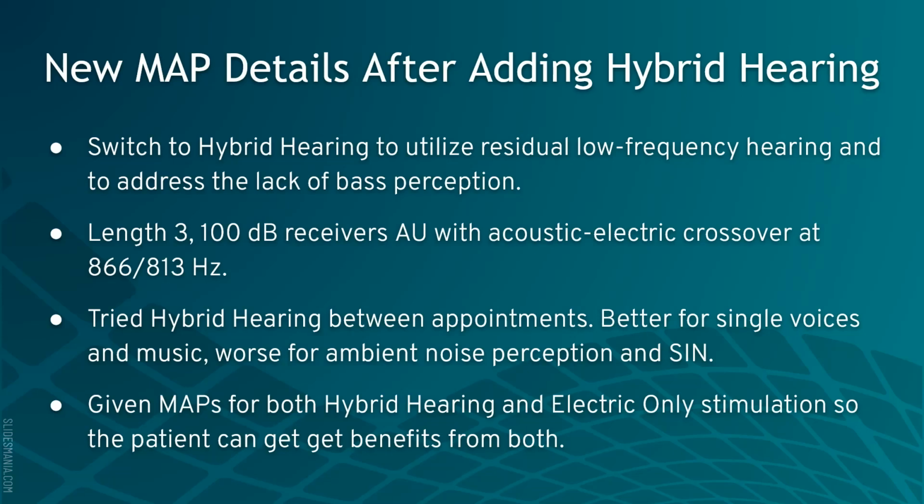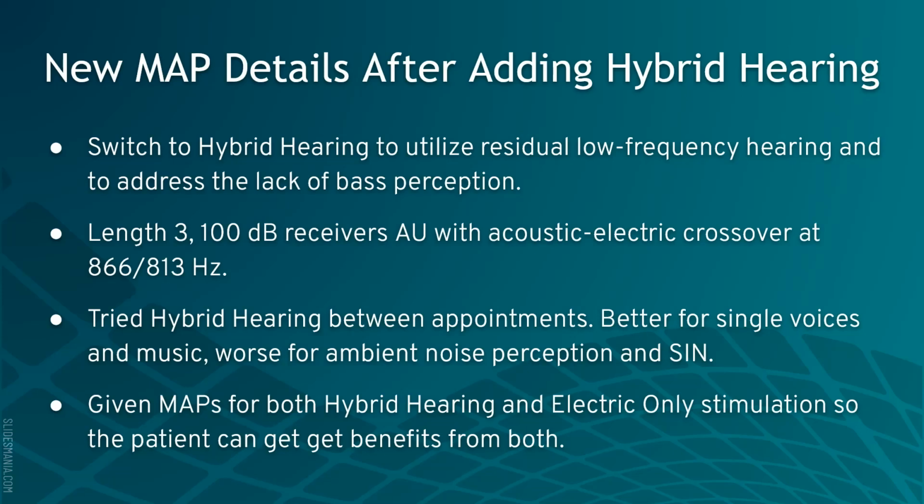So we did that to utilize the residual low frequency hearing and to address the patient's lack of bass perception. So length 3 100 dB receivers were put on both processors, and we set the acoustic electric crossover at 866, 813 hertz. So the acoustic will stimulate up to 866 hertz. The cochlear will start stimulating at sounds at 813 hertz and above. And if you're asking why are those numbers so arbitrary, it's just because the software only allows you to set certain crossover points. So we couldn't make it like perfect 750, 750.